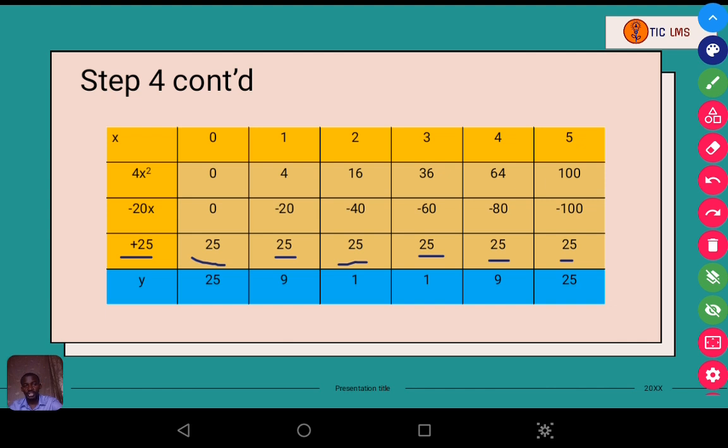It will not change. Now to get the value of y, what we need to do is to add all of this. Now forget about this negative that is here. Just concentrate on this. So 0 plus 0 plus 25, you have 25. 4 plus negative 20 plus 25, you're going to have 9. 16 minus 40 plus 25, you're going to have 1. 36 plus negative 60 plus 25, you're going to have 1. So that's how you do it for everything. You keep on adding it.